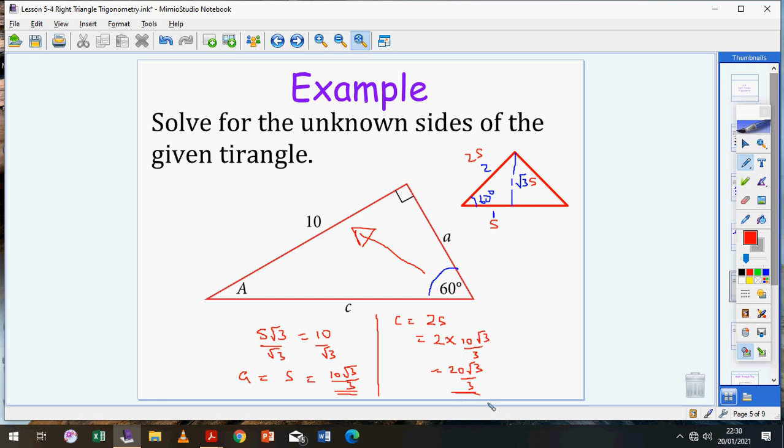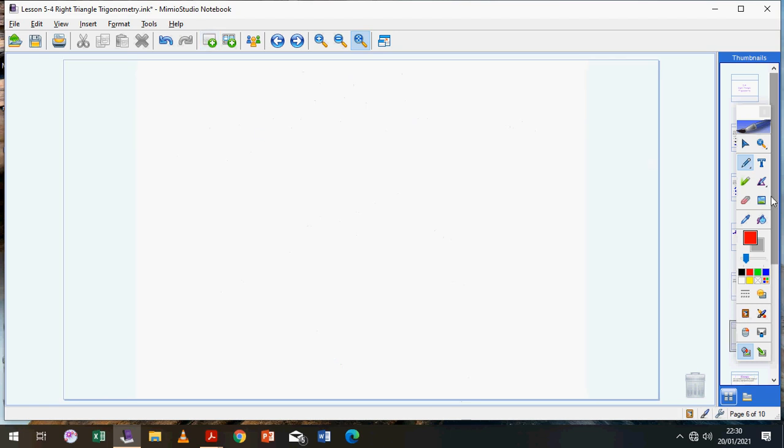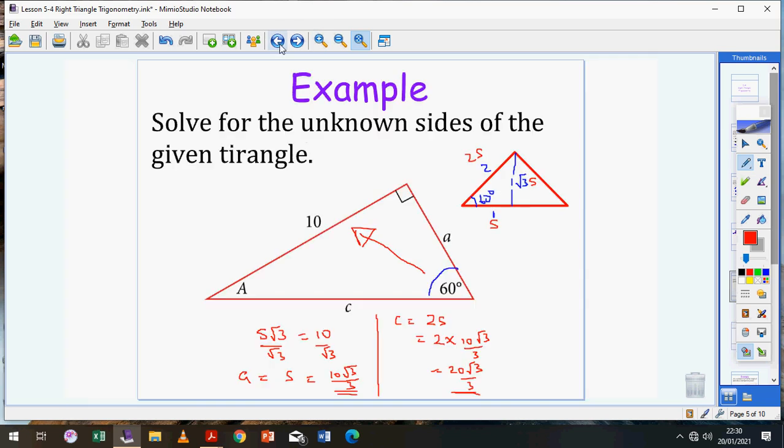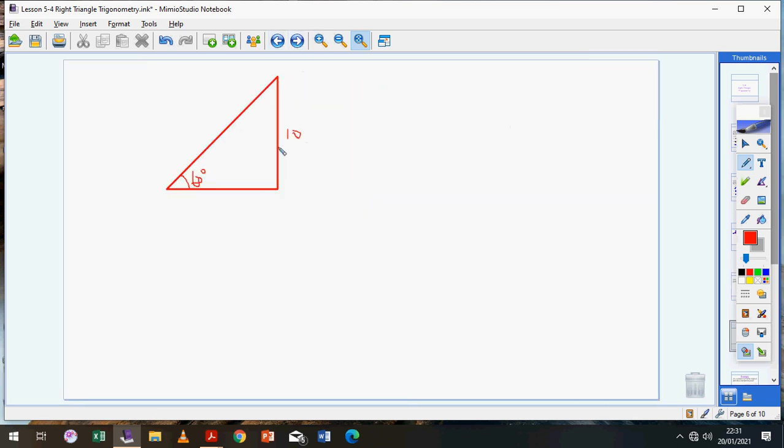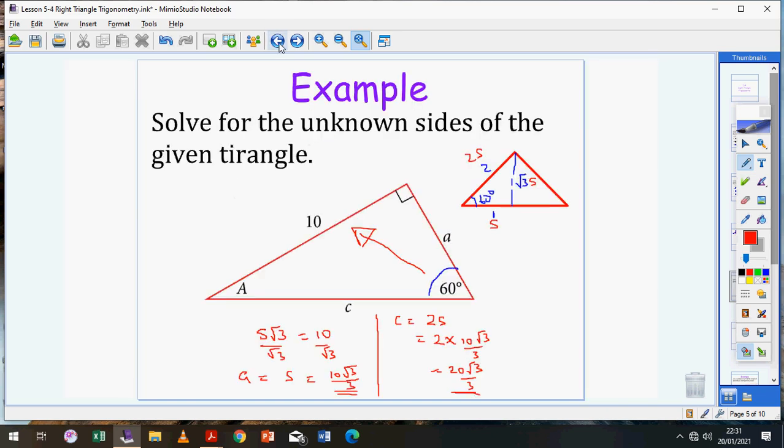Is there another way to do it? Yes, there is another way to do it. Still with a 60-degree triangle. It's a right angle triangle in which this is 60 degrees. The opposite side is 10, and the adjacent is A. So this is B is 10, right? And C is unknown.